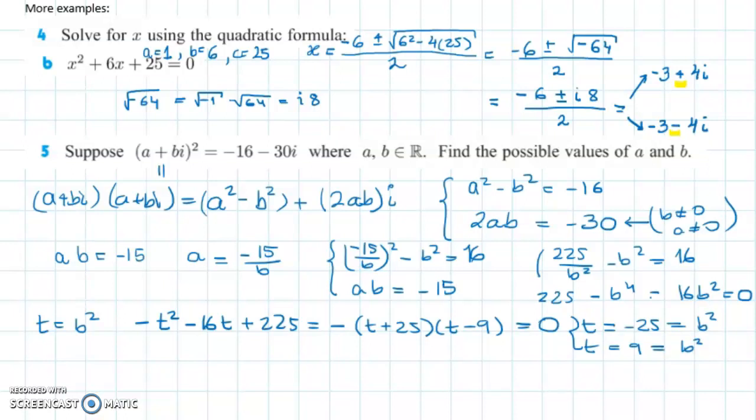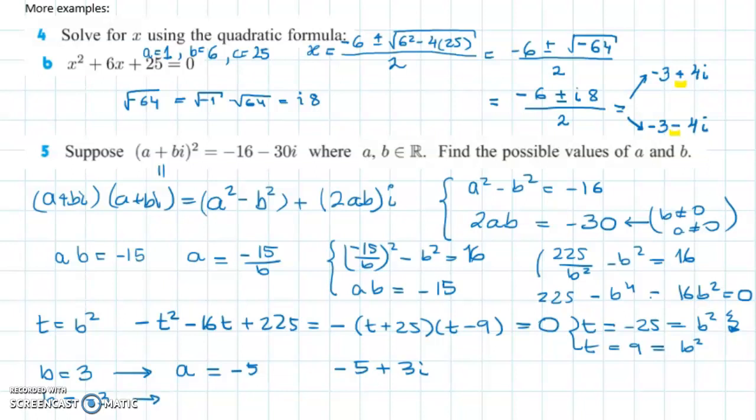Now a and b are real values, so the first option, b squared equals negative 25, it's not going to work for us. It's impossible under our conditions. So that means that b can be equal to 3 or b can be equal to negative 3. If b is equal to 3, then the value for a is negative 15 over 3, so it's negative 5. So my number would be negative 5 plus 3i. That would be the a plus bi.